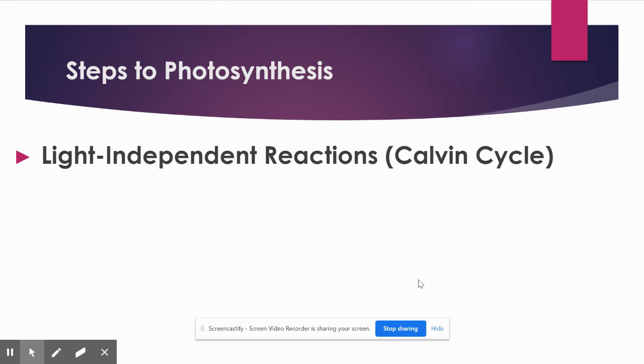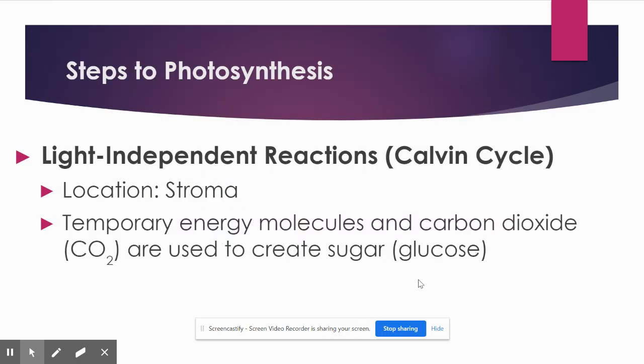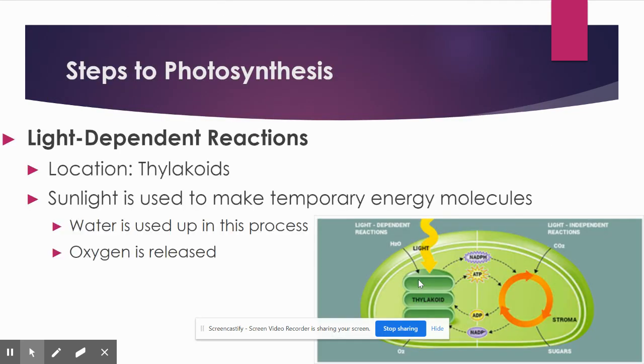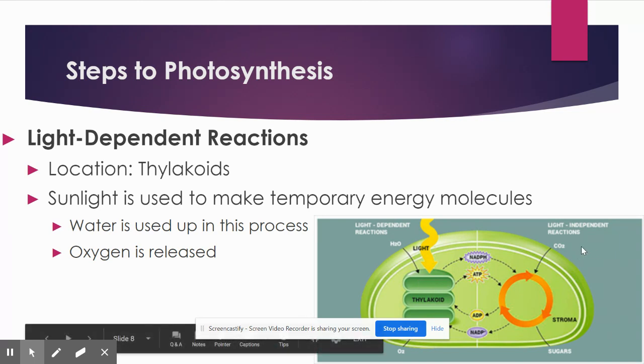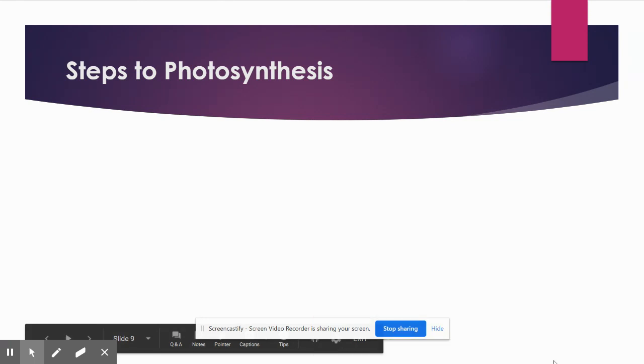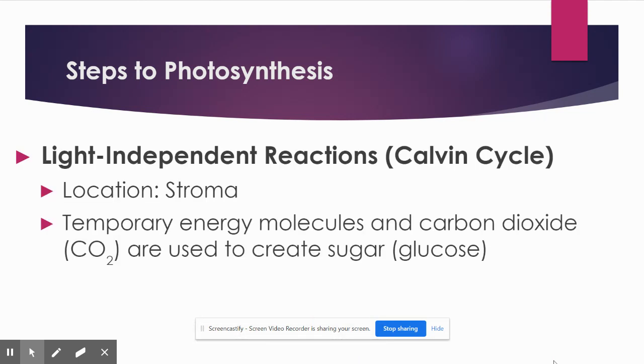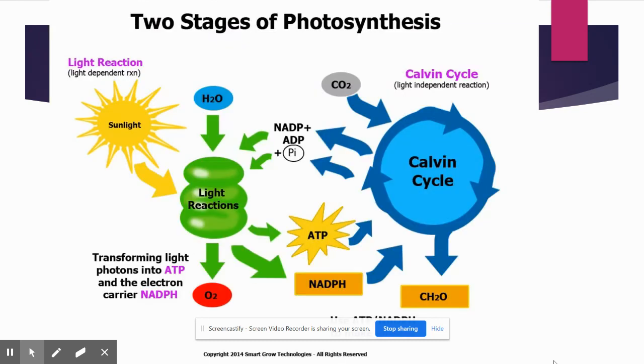Now the light independent reaction, it's also called the Calvin cycle. Where does that take place? That's in the stroma. So if we go back here, the stroma is on the right side. That's the fluid-filled space where it's going to take in carbon dioxide from the atmosphere, that we breathe out. And it's going to take those temporary energy molecules and make sugars. So that's the point of the light independent reaction. It takes place in the stroma, takes those temporary energy molecules and the carbon dioxide to create the sugar.